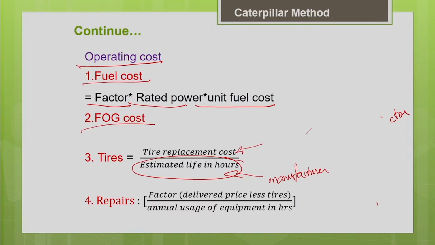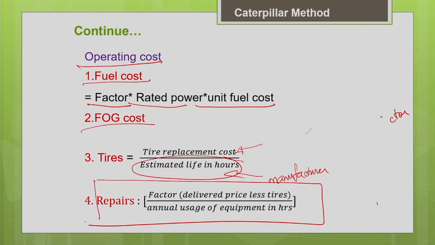For the tire, you can add the repair cost. You can add just 15% to the tire replacement cost. That will give you the tire repair cost. Another thing is the repair of your machine other than tires, so maintenance and repair of your machine excluding the tire cost. The tire repair we consider separate from the repair cost of the remaining part of the equipment.